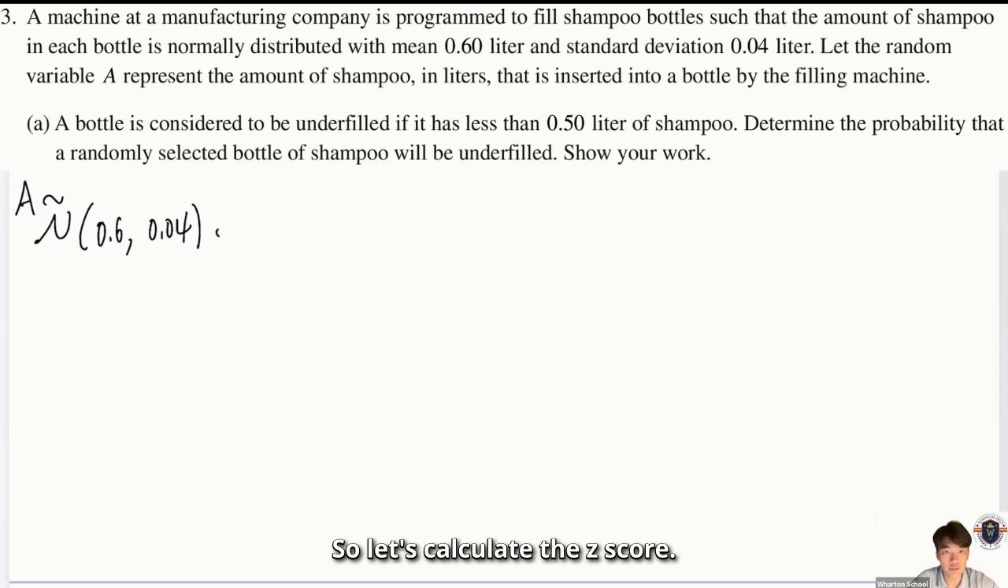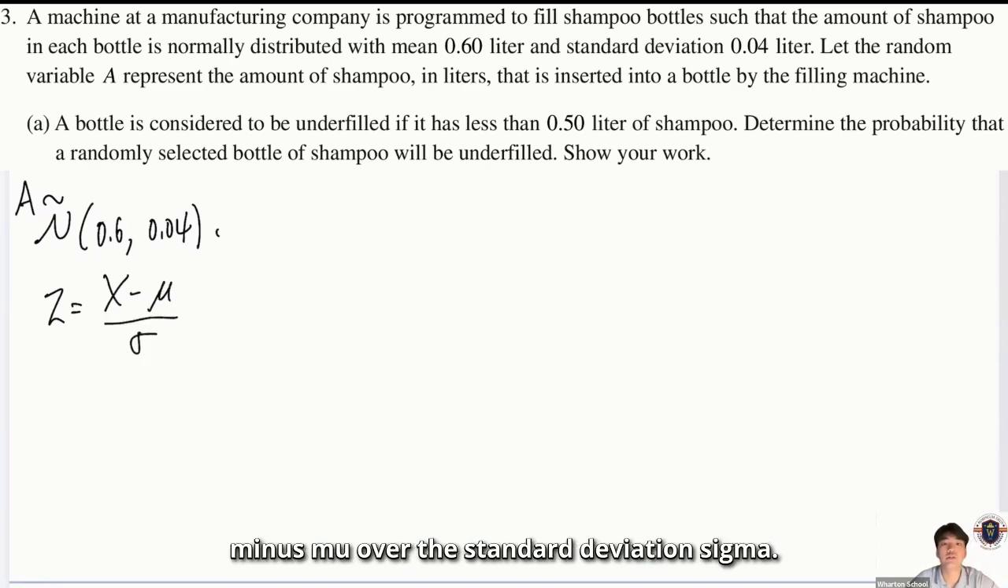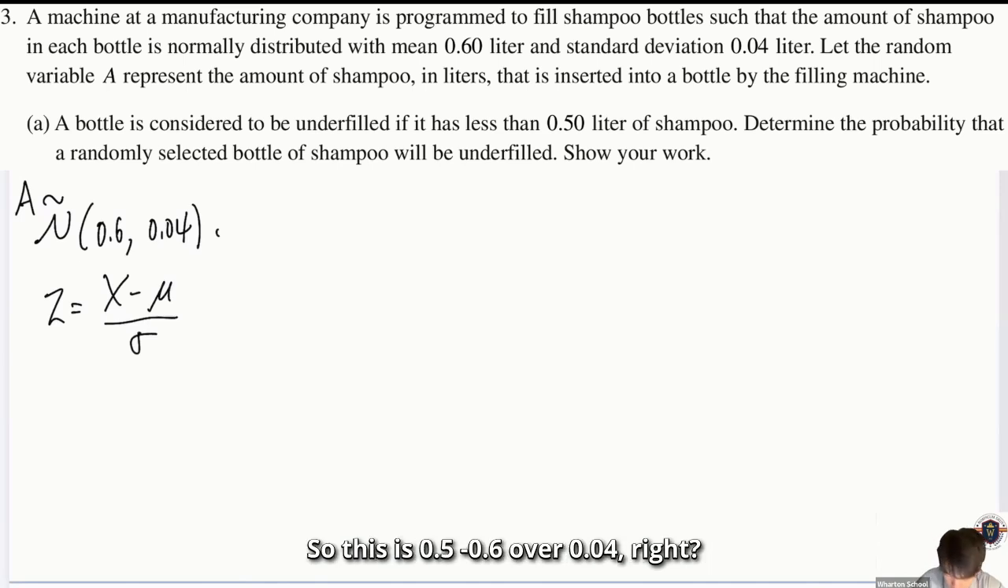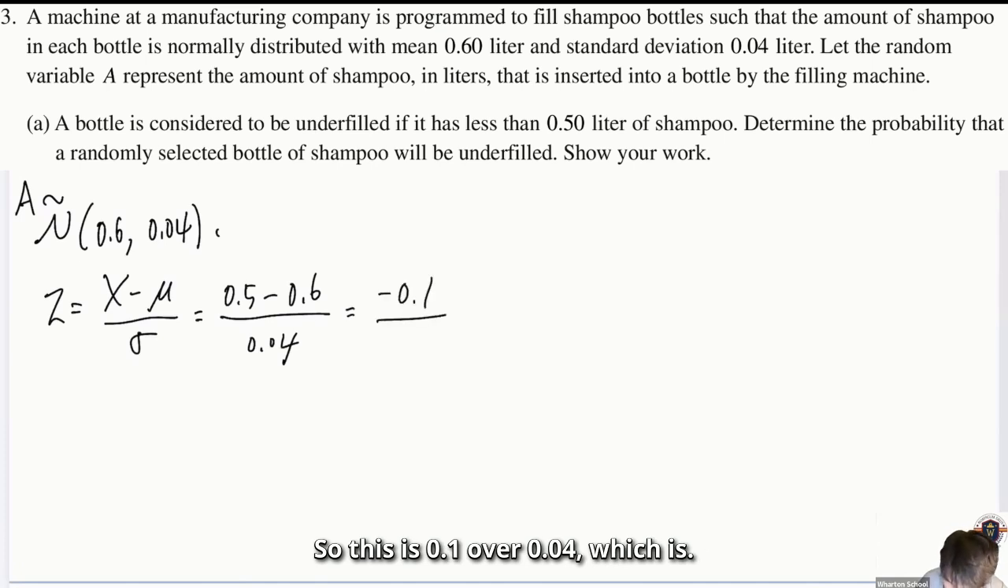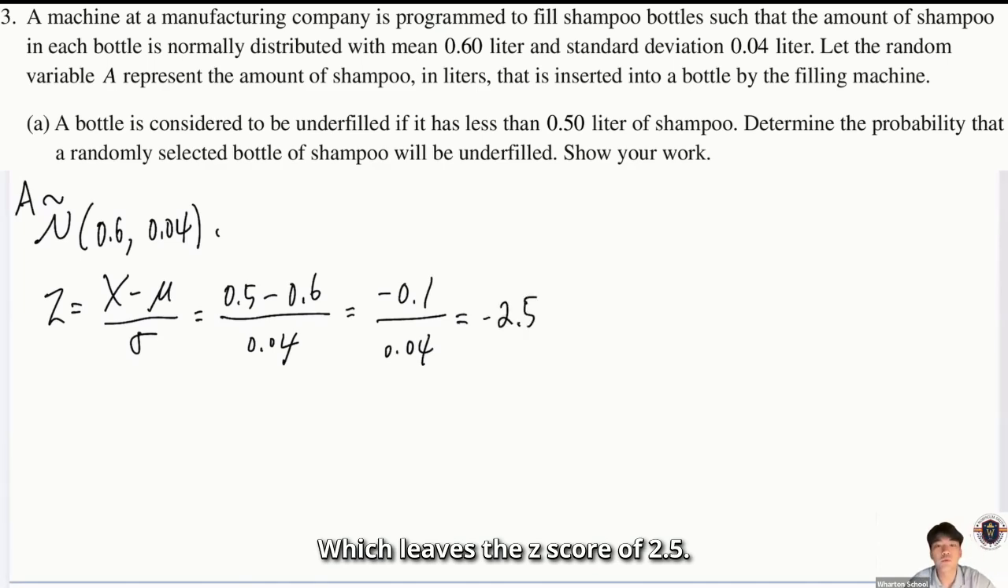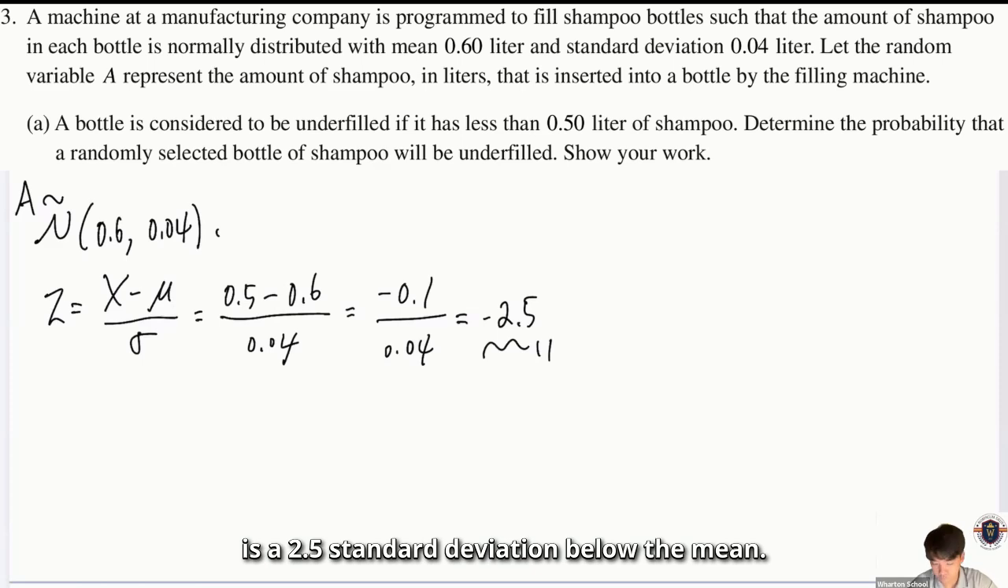So let's calculate the z-score. How do we calculate the z-score? The z-score is just the random variable minus mu, over the standard deviation sigma. So this is 0.5 minus 0.6 over 0.04, which is negative 0.1 over 0.04, which gives a z-score of negative 2.5. This z-score of negative 2.5 indicates that 0.5 liters is 2.5 standard deviations below the mean.